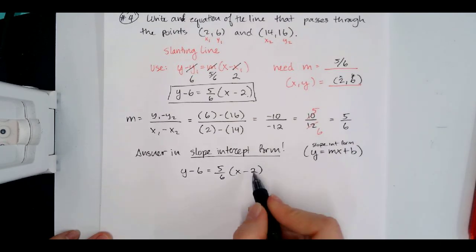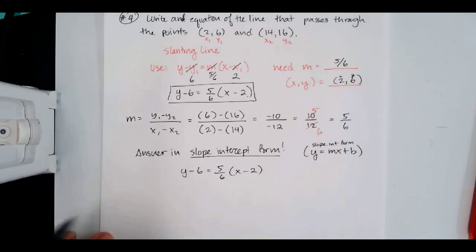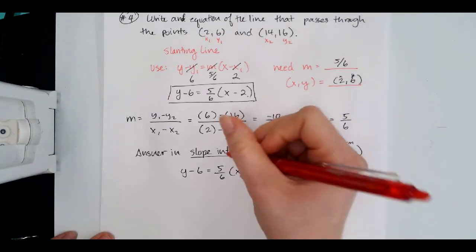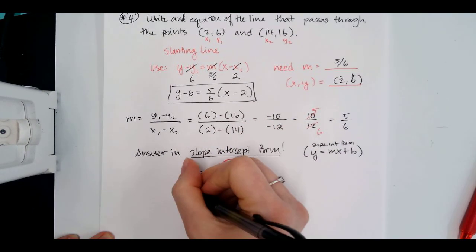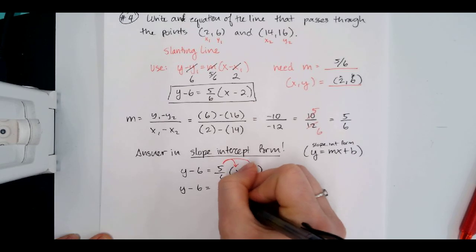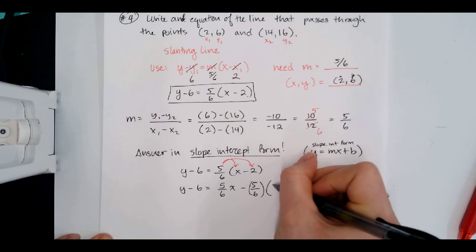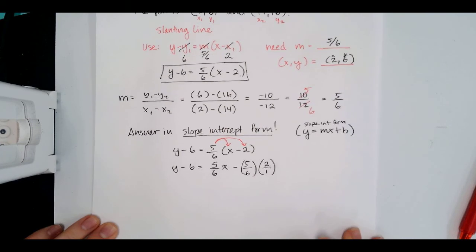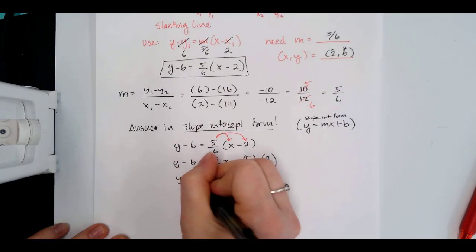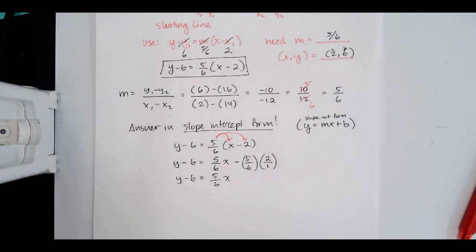Now the last problem we worked on, this number here was a 0. So that's simplified. But this time, that's a 2. So first, I'm going to distribute the 5 over 6. Okay? So I'll multiply this in. And what do I get? Y minus 6 equals 5 over 6 times x minus 5 over 6 times 2. And I can put that as a 2 over 1. Let's simplify this. Y minus 6 equals 5 over 6x. Can we simplify? Yes, we can.